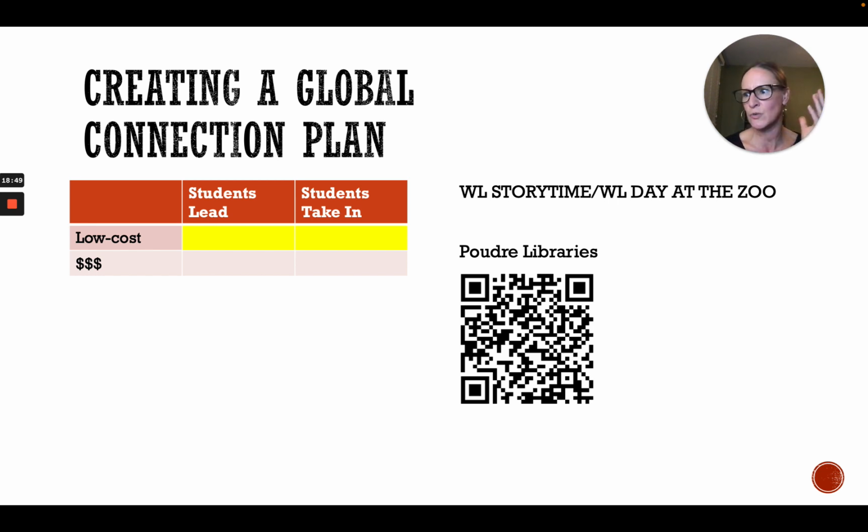Maybe you don't have a zoo in your area, but that's fine. It's the program. It's the idea. So you can get information from the Minnesota Zoo about their world language program and see if you can replicate that somewhere else. Could you replicate that, for instance, in an art museum or in a children's museum or in a science museum, something like that?